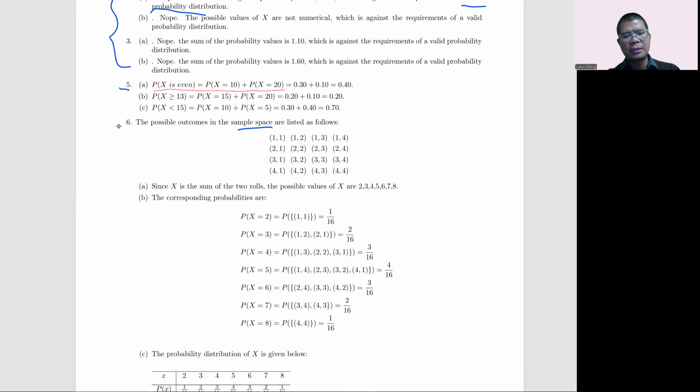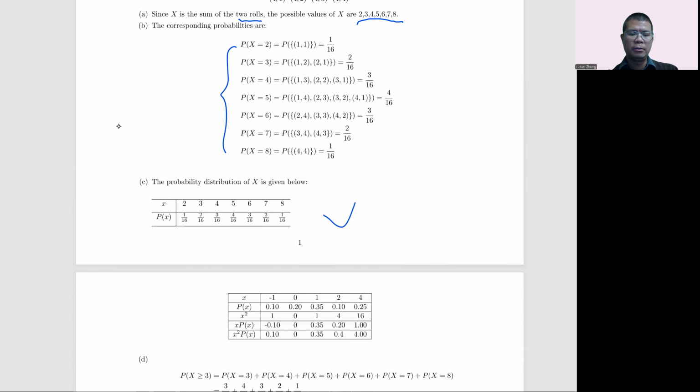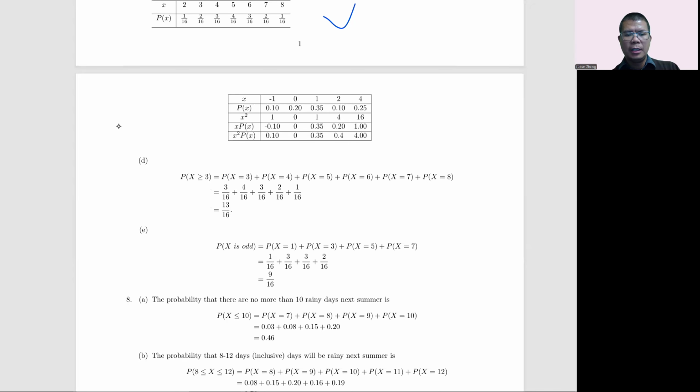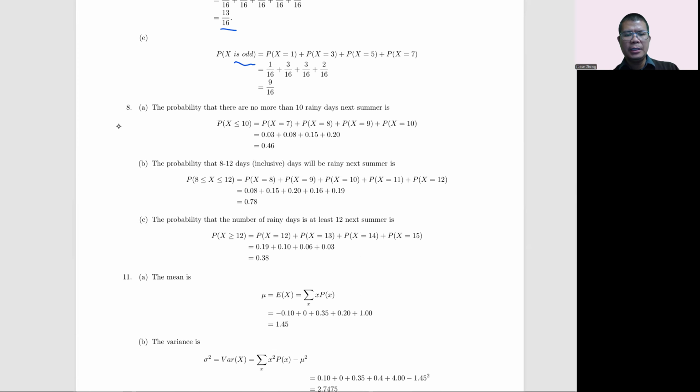This one, X is the sum of the 2 rolls. The possible values are 2 to 8, and we found all of these. And this is actually one of the quiz problems we did, question 6. And then find the probability. We found that X is odd.